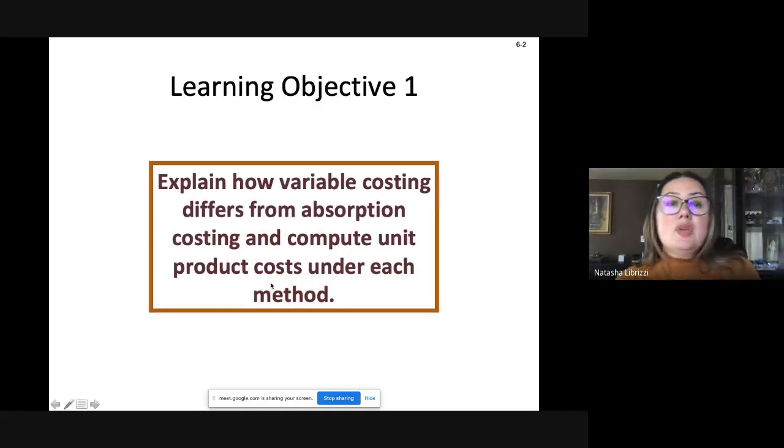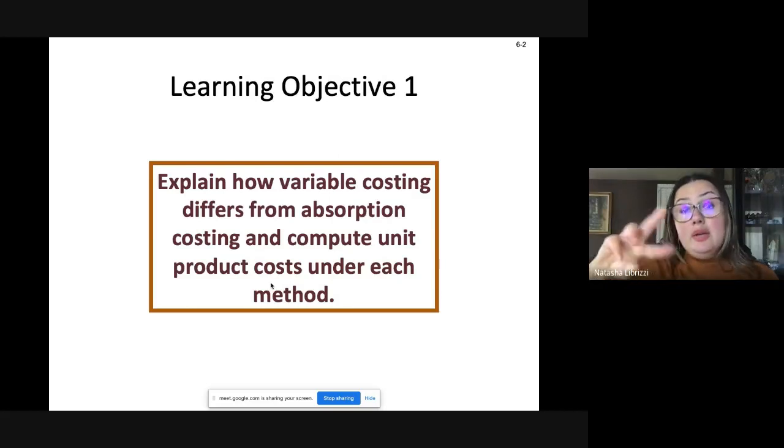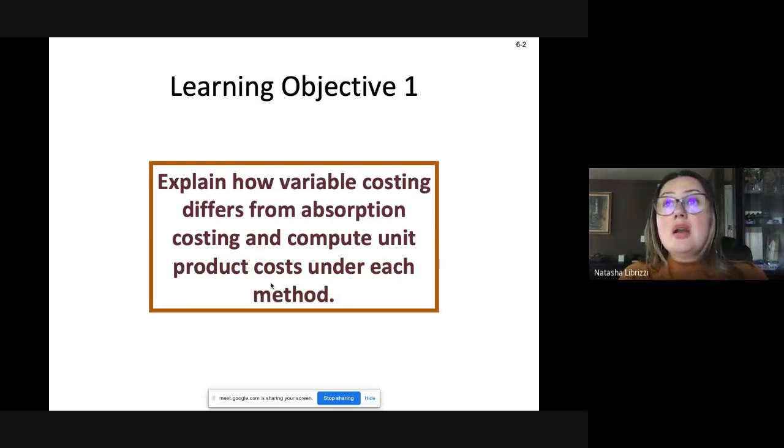All right. So the first objective, we're going to try to understand the difference between variable costing and absorption costing. Before we even start, I want to mention that variable costing is not something GAAP or IFRS accept. Absorption costing is what the requirement is for generally accepted accounting principles. So we're learning variable costing, and we're going to compare and contrast how different they are. But variable costing is really a tool, and it's something you would do for internal purposes only.